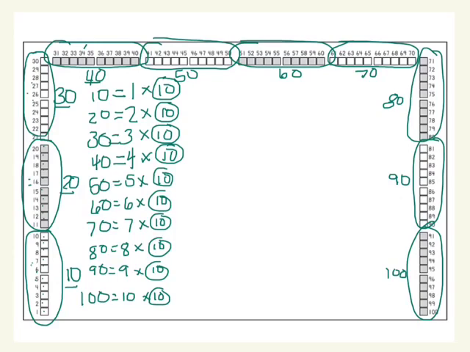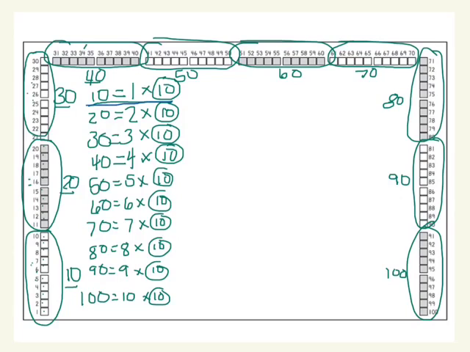So now let's write the division equations that are related to these multiplication equations. We know that if we have 10 equals 1 times 10, we're going to use these same numbers to write a division equation. And let me change my pen color here. There we go. So again, let's look at 10 equals 1 times 10.